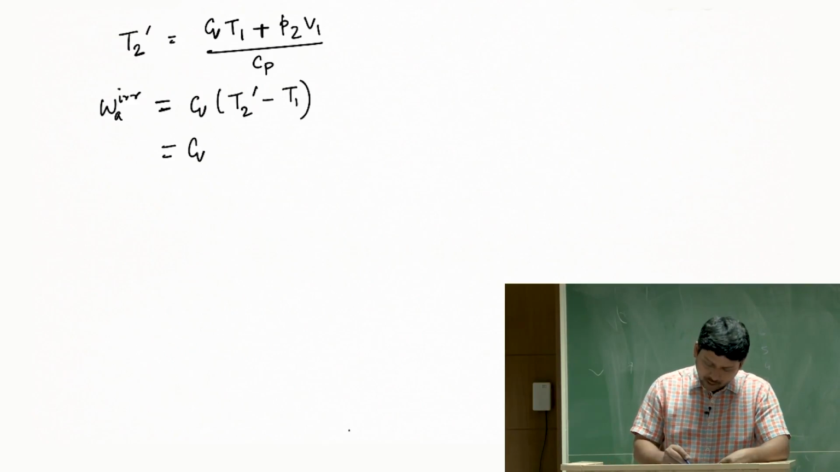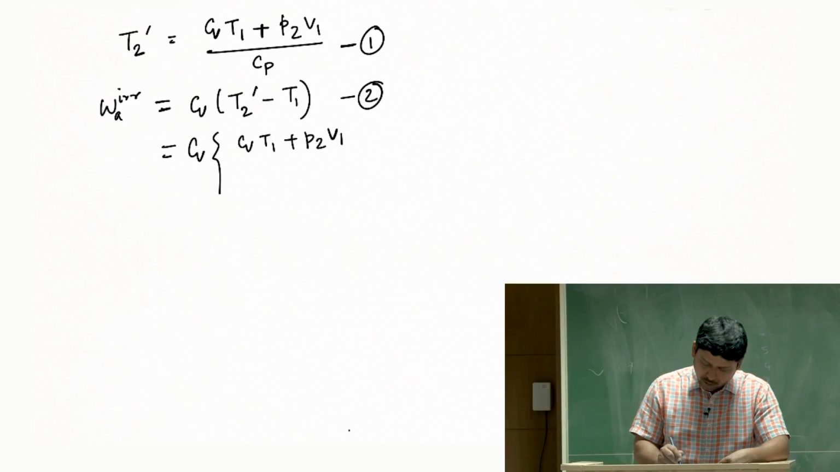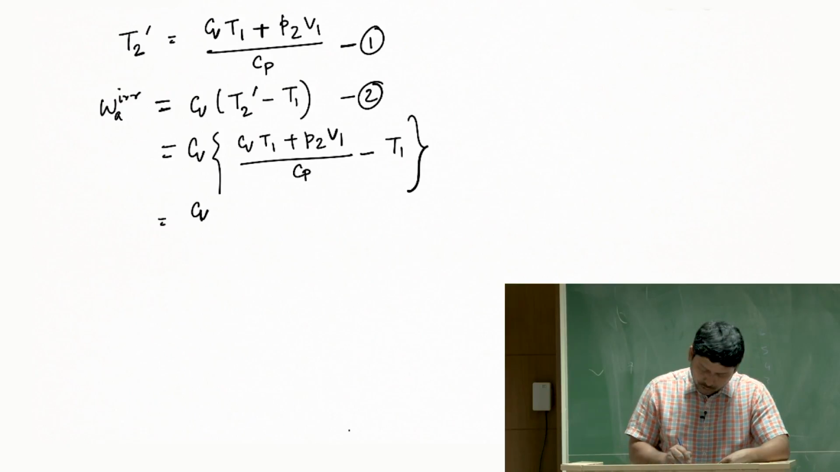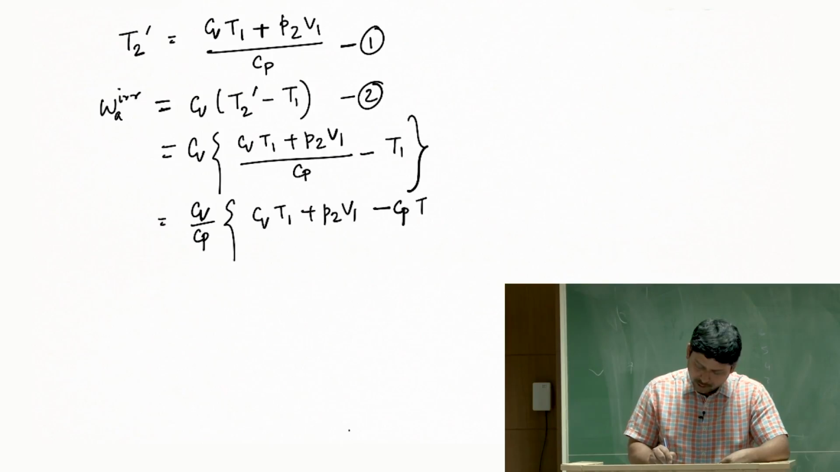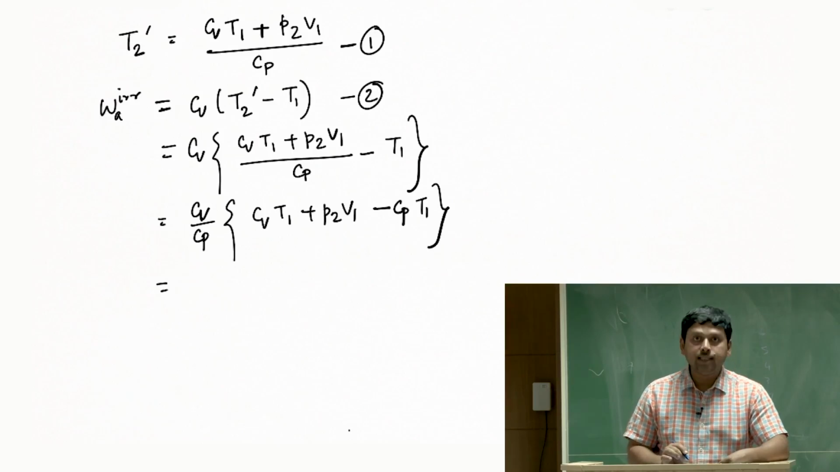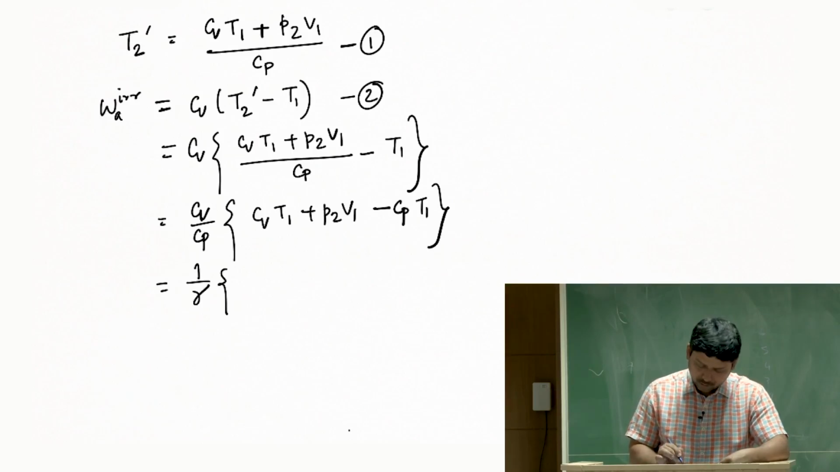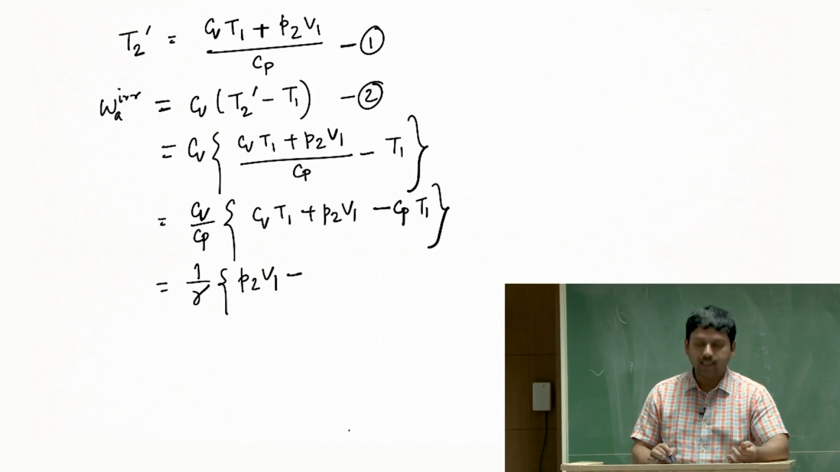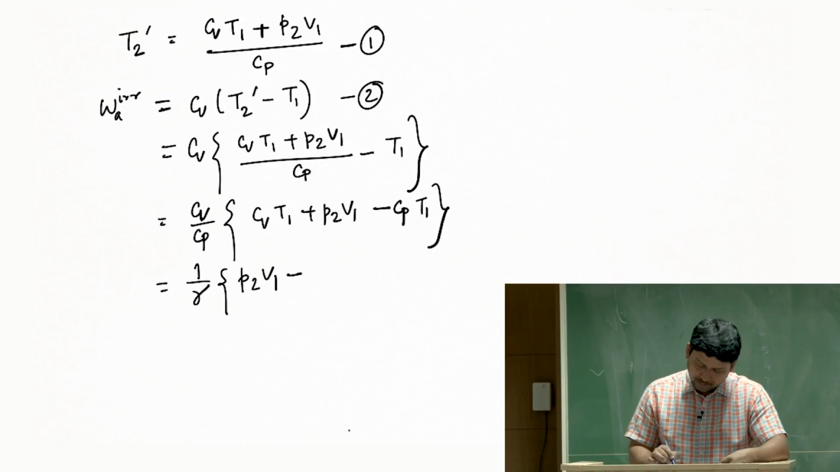So, Cv, now I will put equation 1 in equation 2 and write that Cv times (Cv T1 plus P2 V1) by Cp minus T1 Cv by Cp, which gives Cv (Cv T1 plus P2 V1 minus Cp T1) by Cp, and Cv by Cp will be 1 by gamma, and we will get (P2 V1 minus, and we know Cp minus Cv is nR, so we will get nR T1) divided by gamma.